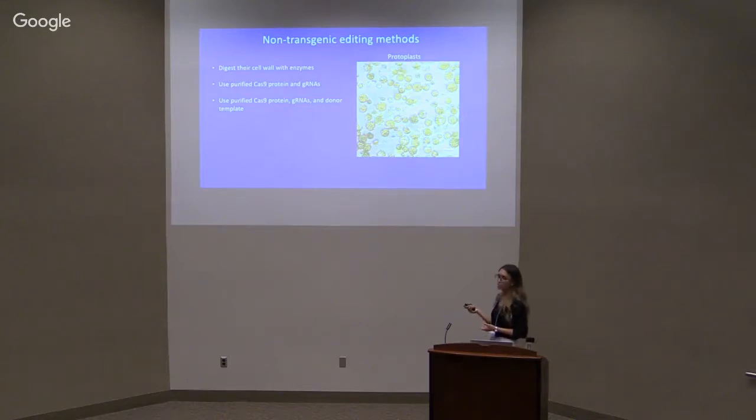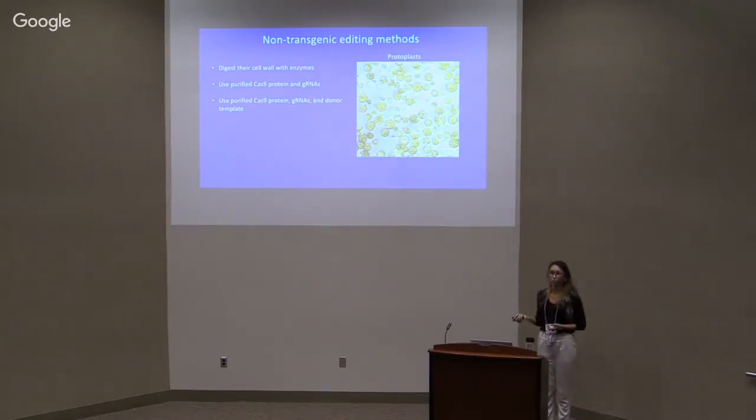You can do this by providing the Cas9 protein and the guide RNAs to make that deletion, like I was saying before. So you can transfect these two into the protoplast and see your edits by PCR. And the same thing can be done by providing a donor template. So you provide a Cas9 protein, the guide RNAs, and a donor template.